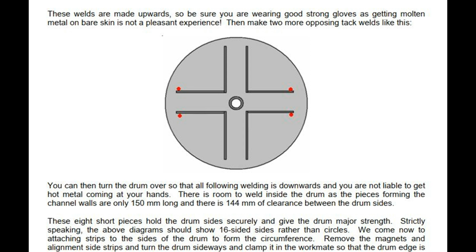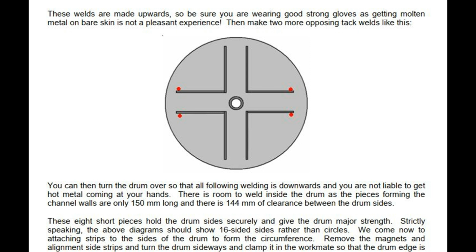There is room to weld inside the drum as the pieces forming the channel walls are only 150 mm long and there is 144 mm of clearance between the drum sides. These 8 short pieces hold the drum sides securely and give the drum major strength. Strictly speaking, the above diagrams should show 16-sided sides rather than circles.